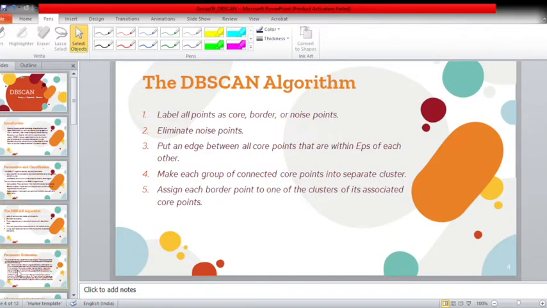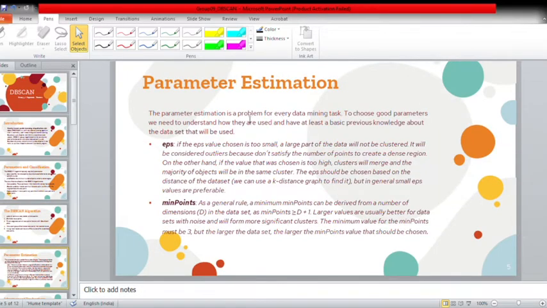Coming to parameter estimation, the epsilon value shouldn't be chosen too small or too big. It should be based upon the distance of the data set. In general, we prefer the epsilon value to be small, but it depends upon the dimension. There is usually better data with noise for more significant clusters. The minimum value for minimum points should be 3, but the larger the data set, the larger the minimum points should be chosen.